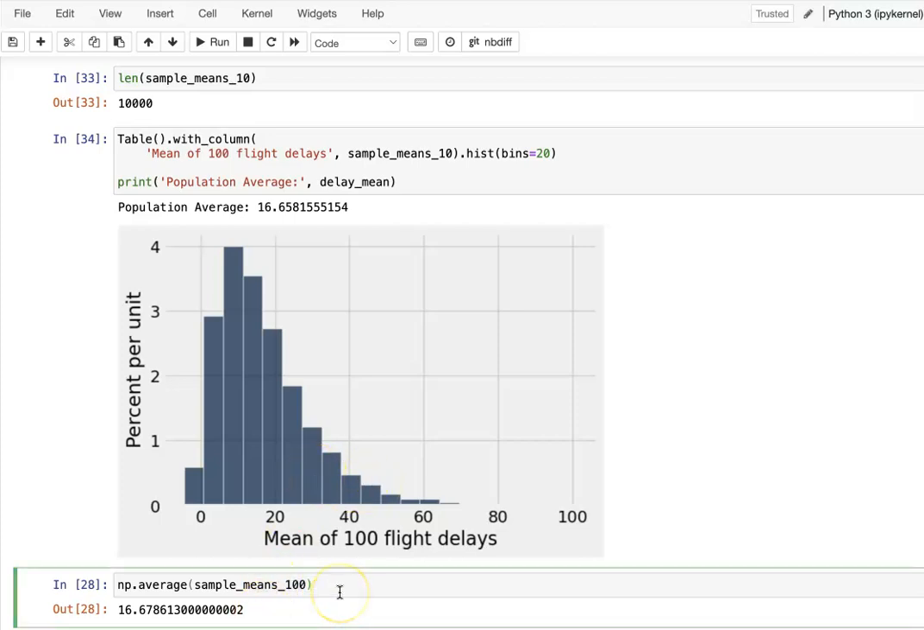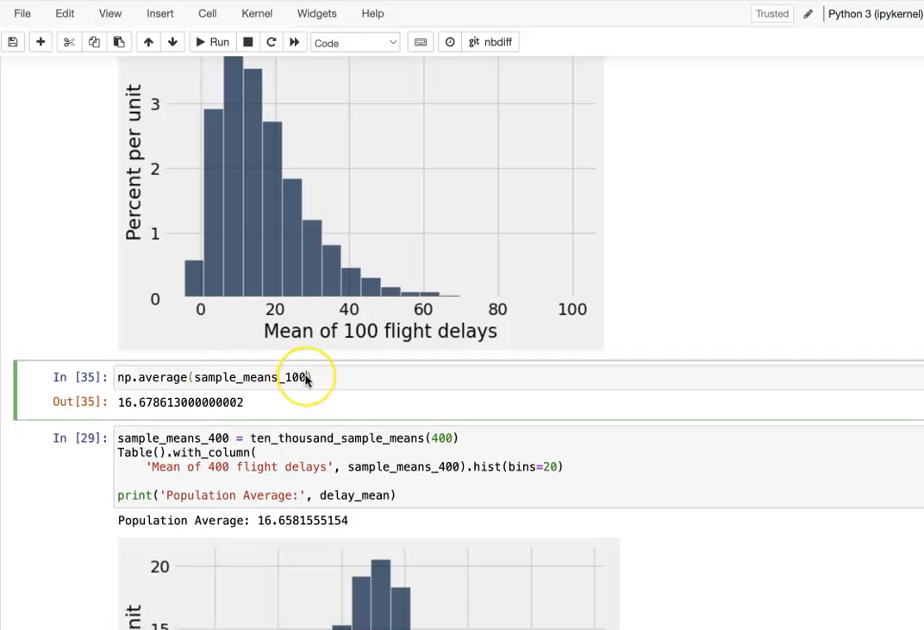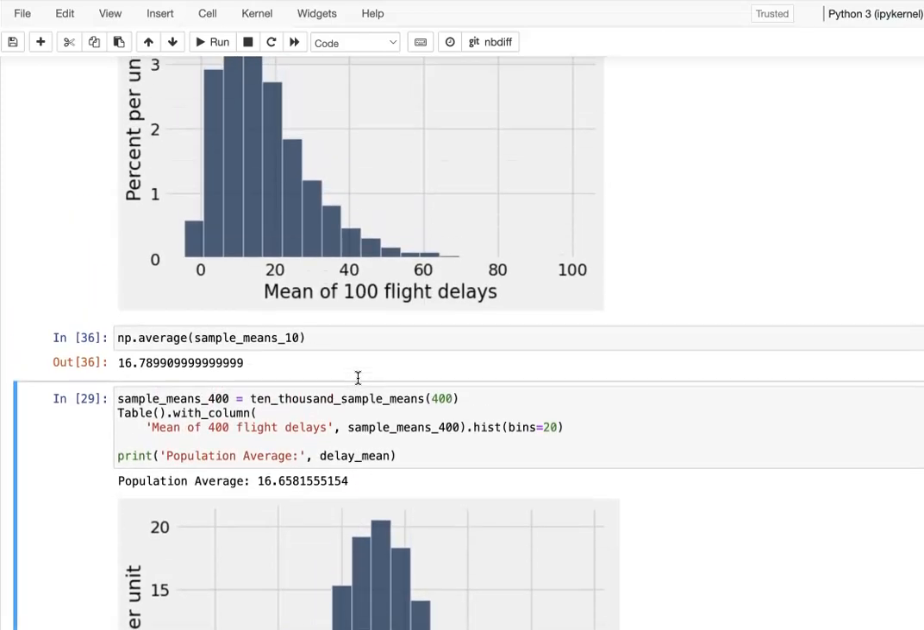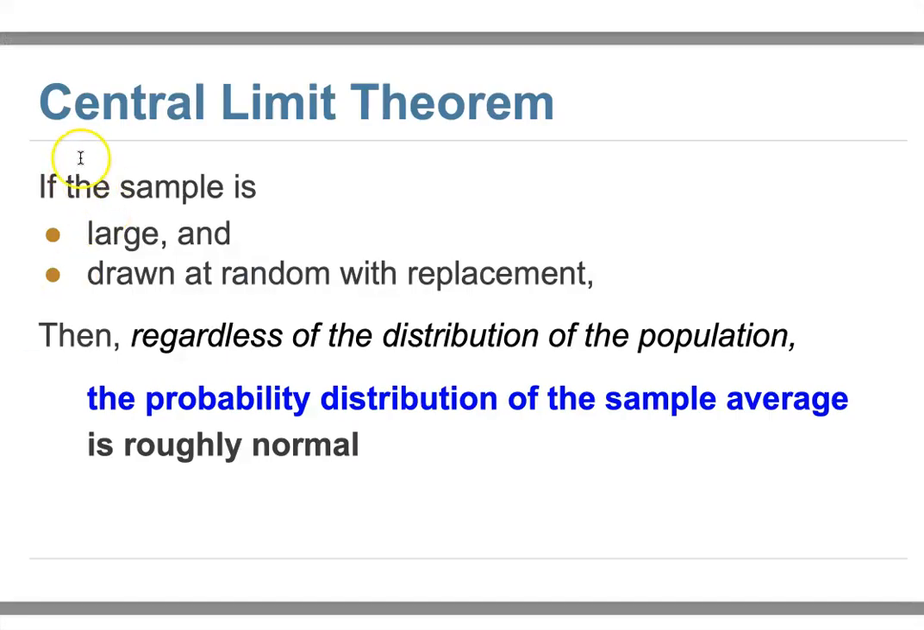And let's find the average. The average is 16.79, a little more, but not too far away either. But the most important thing is that the distribution is not a bell curve. So earlier we said that for the central limit theorem, the sample size needs to be large, drawn at random with replacement. With sample size 10, compared to 100 and 400, the distribution of our sample average is not close to the normal distribution.